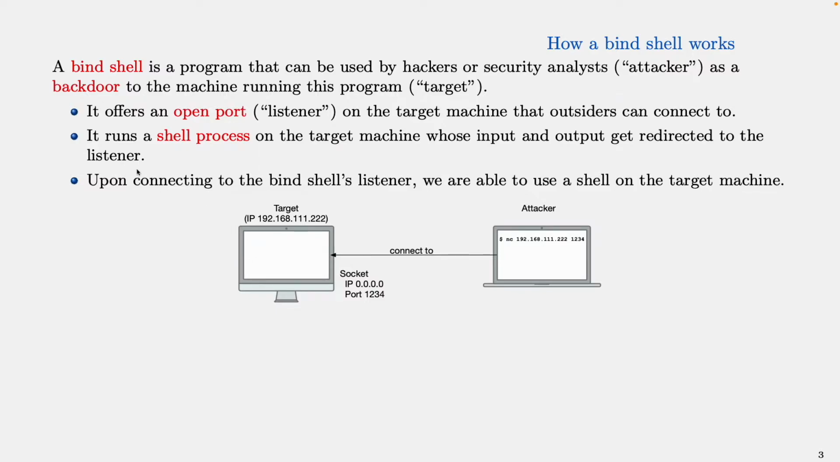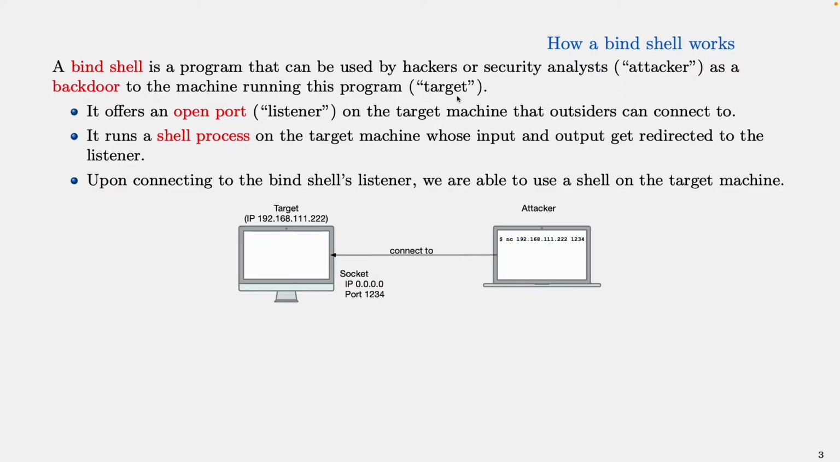So first, let's look at how bind shells work. A bind shell provides a backdoor to execute commands within a terminal for an external attacker. So that could be a security analyst, an ethical hacker, such as you yourself, my dear listener, or it could be a malicious criminal hacker with whom the likes of us have nothing to do. The machine that runs the bind shell will be referred to as the target, and it works as follows.